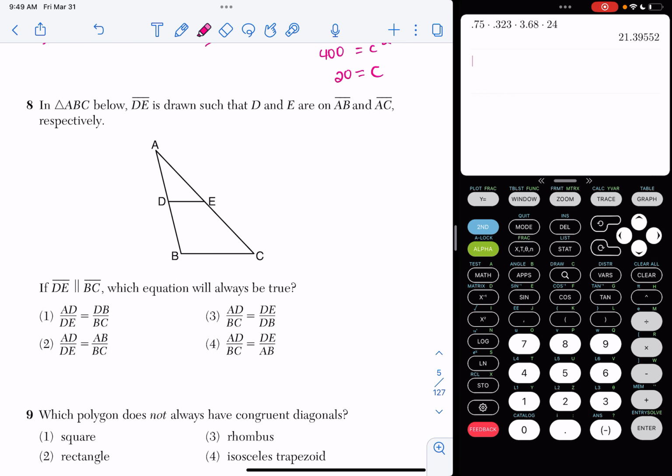Number 8, in triangle ABC below, DE is drawn such that D and E are on AB and AC respectively. If DE is parallel to BC, which equation will always be true? Now, you remember we saw the problem earlier in this video about the side splitter, and we were working with the sides. On a question like this, where you do not have any numbers, I would definitely recommend drawing the triangles separately. So I'm going to draw triangle ABC. I'm just going to shift it off to the side. And I'm going to draw triangle ADE. And let's clean that up.